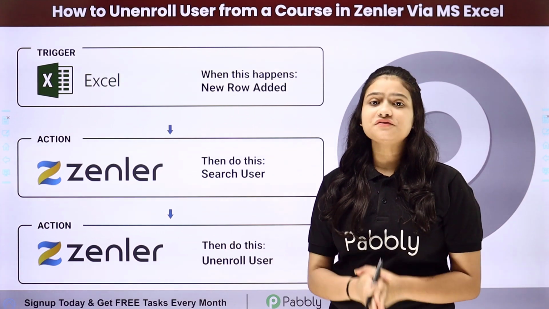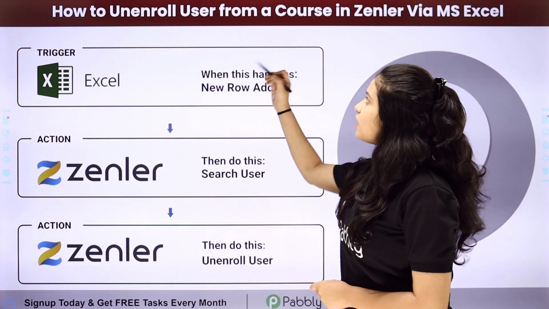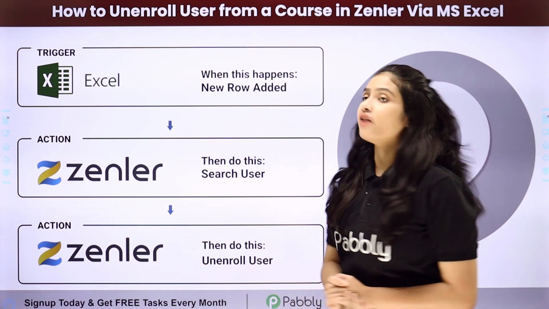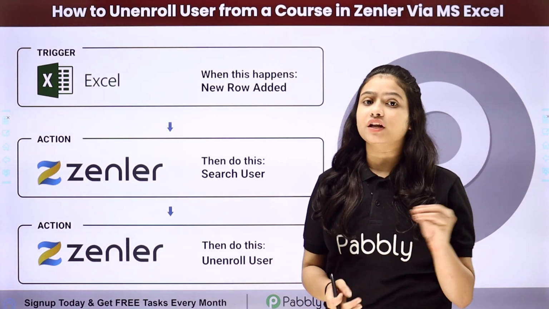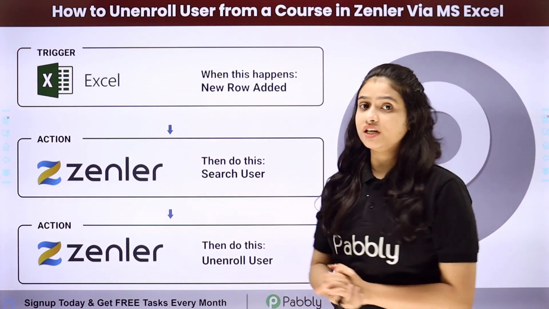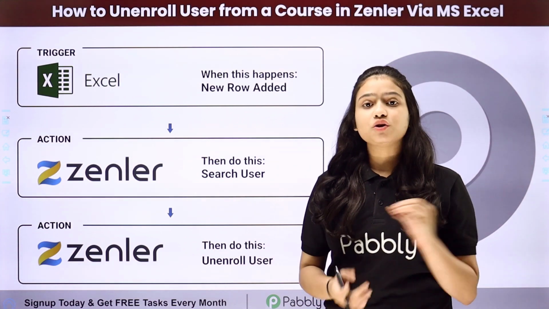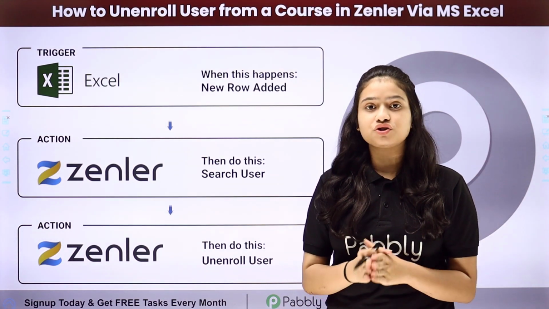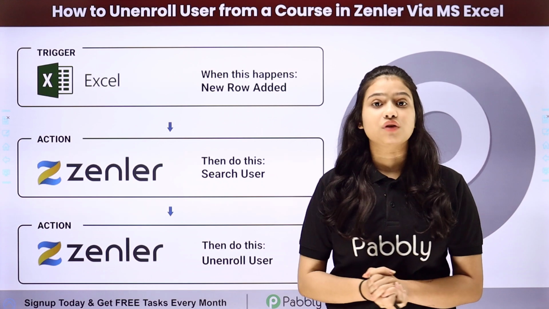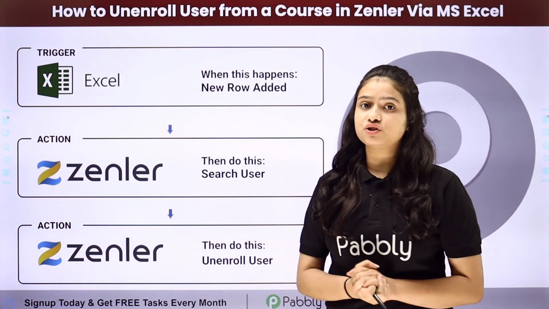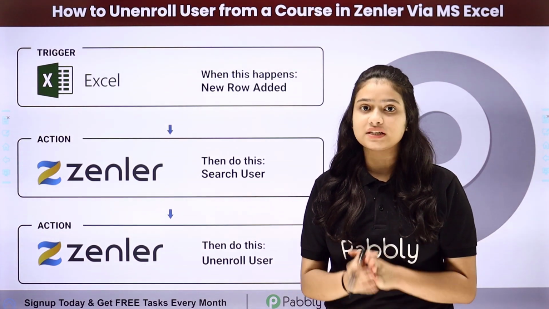Hello everyone, in this video we are going to learn how to unenroll a user from a course in Zenler via MS Excel. I want that whenever a new row is added in my Excel sheet with the details of the students, automatically the same student should be searched in my Zenler for a particular course, and after that the same student should be unenrolled from that particular course in Zenler.